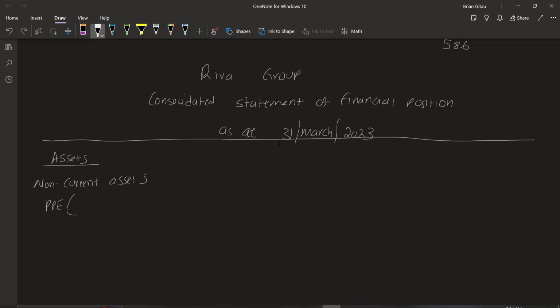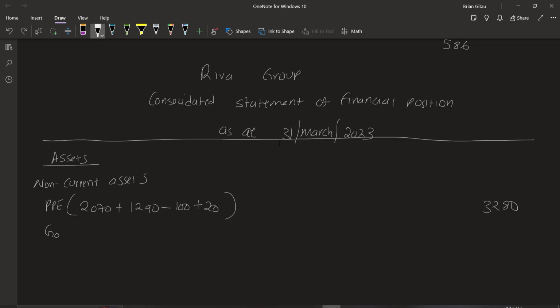On PPE, we will take 2070 plus 1290. So we had the item of plant that was sold. So we less the 100, the intercompany sale of plant, and the depreciation overcharge will also need to be added there. So PPE will give us 3280.